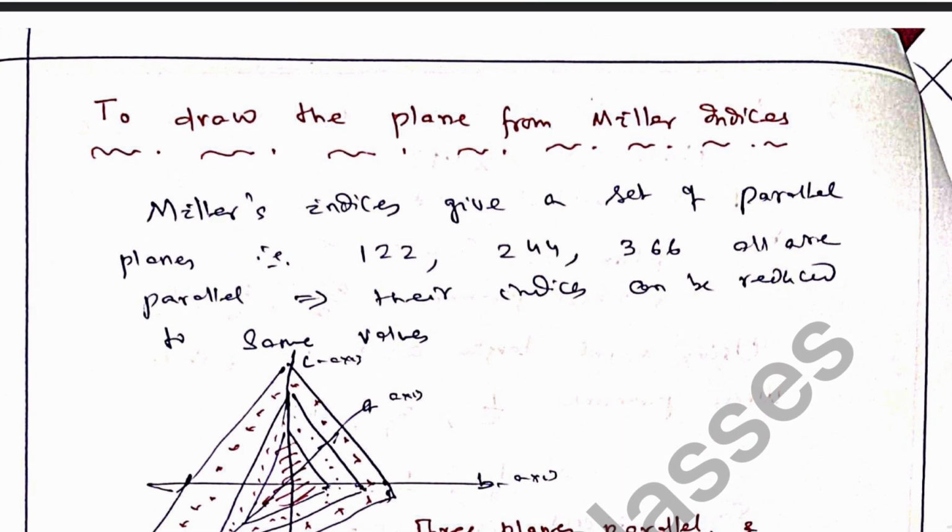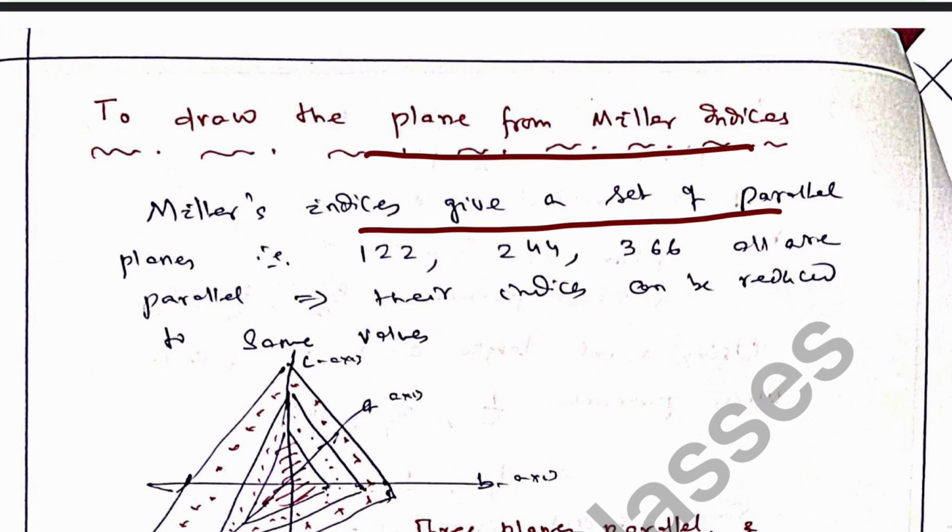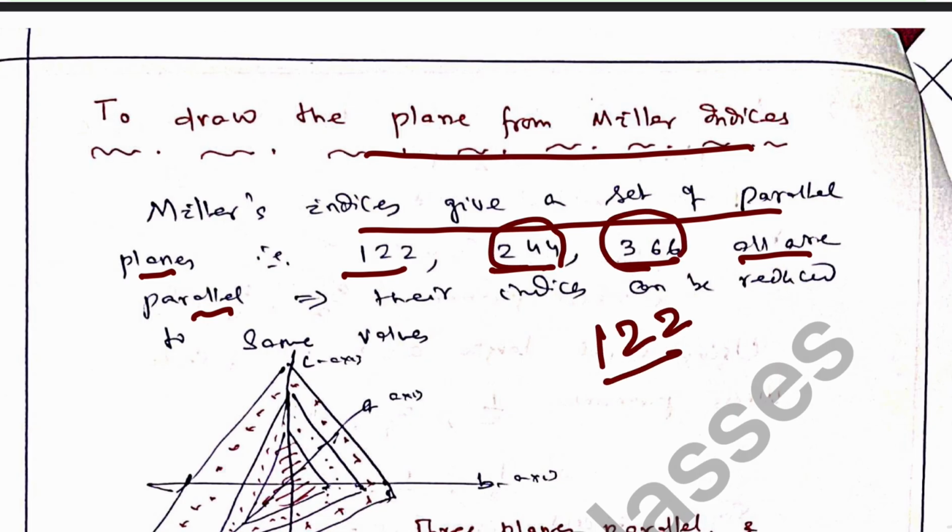Now let us see how we draw the plane from the Miller indices. The Miller indices give a set of parallel planes. (1 2 2), (2 4 4), (3 6 6) are all parallel. Their indices are all (1 2 2). If we take these indices, they are all planes which are parallel to (1 2 2).